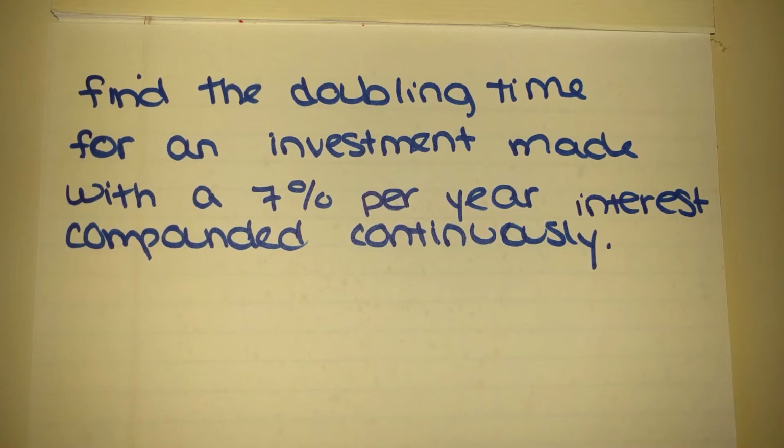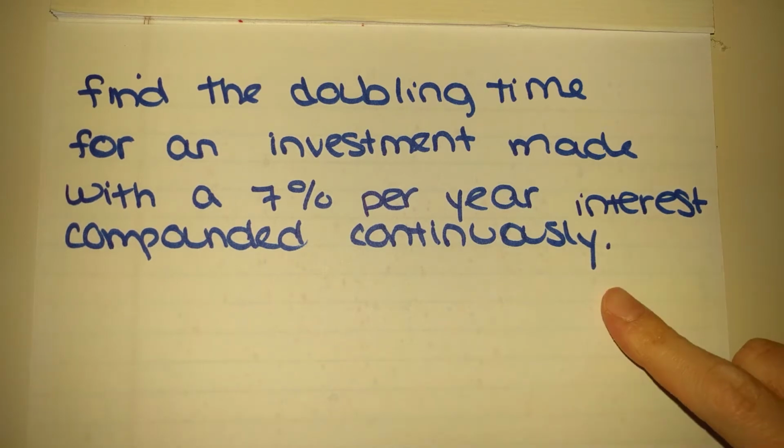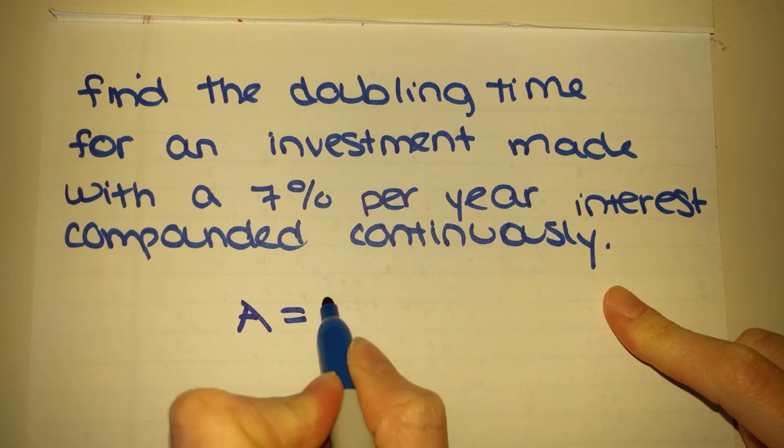All right, so here we want to find the doubling time. So that means we want our money to be twice as much as it was at the initial investment made when you're looking at 7% interest per year compounded continuously. So we will start, because it's compounded continuously, with our PERT formula.